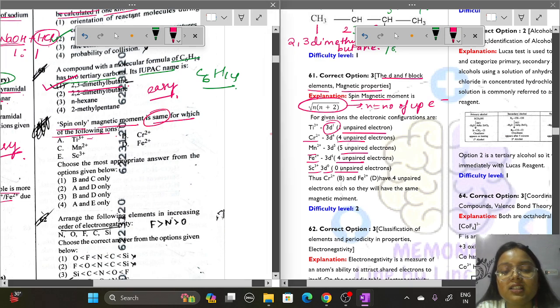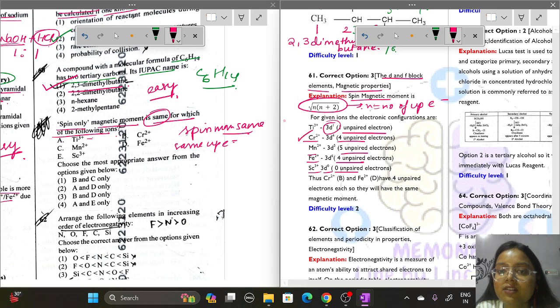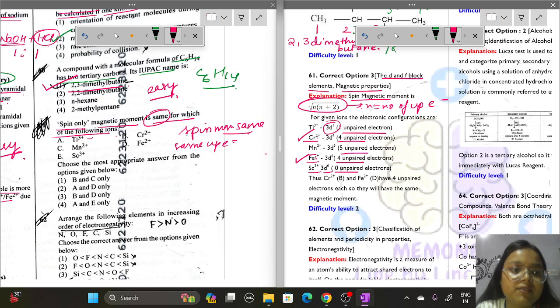It is asking which of these will have the same spin only magnetic moment. It means which of the following will have the same number of unpaired electrons. The same number of unpaired electrons are for chromium+2 and Fe+2. So option B and D, which is option number 3. So option number 3 is correct for question number 61.